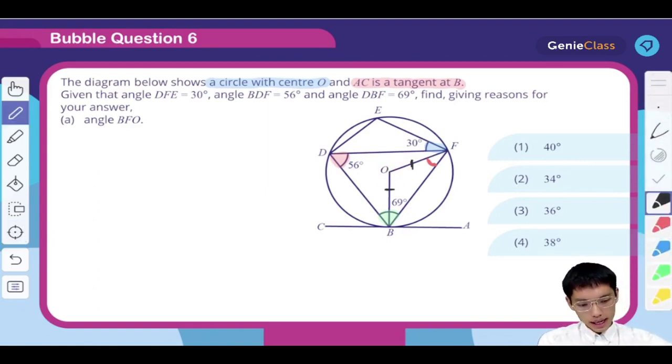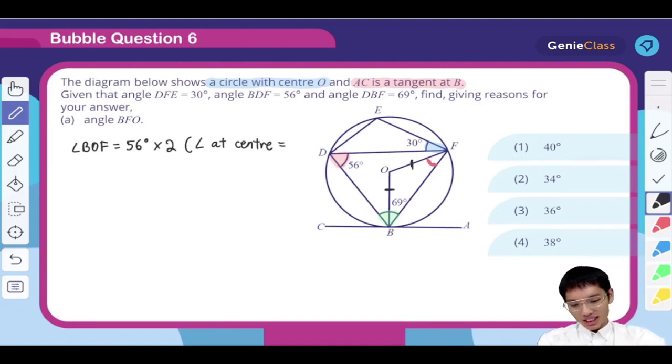Looking at the top, I can actually get BOF. That is where I use one of the first properties. This is actually 56 degrees times 2. This is equals to angle at the center, which equals 2 times the angle at my circumference. So with that, I have 112. Now BOF is 112.